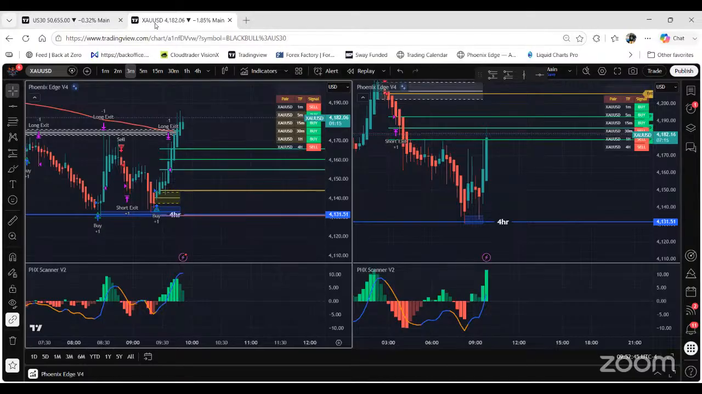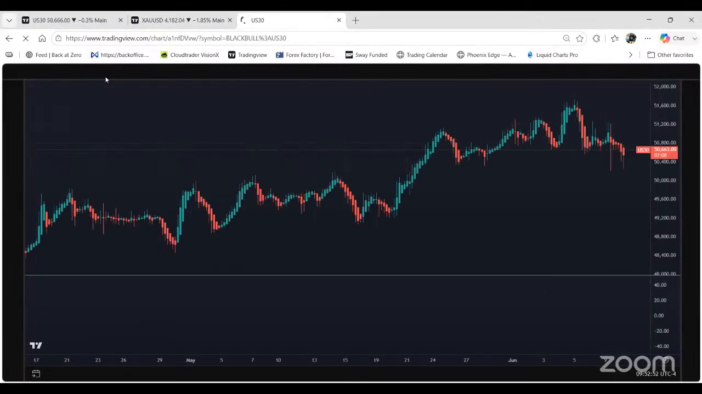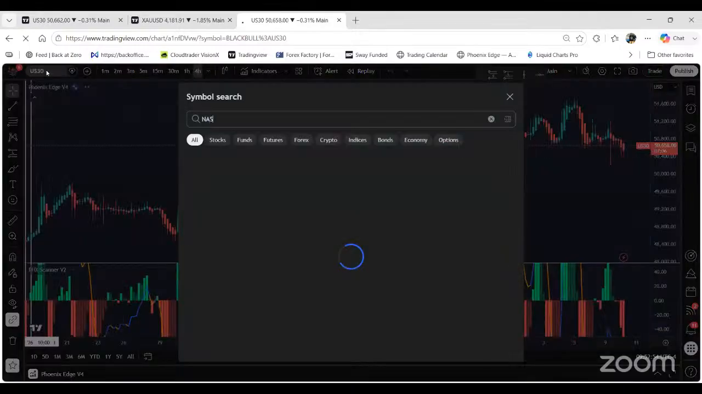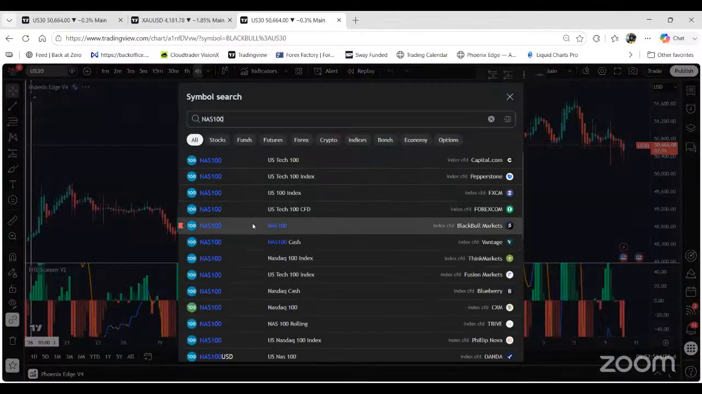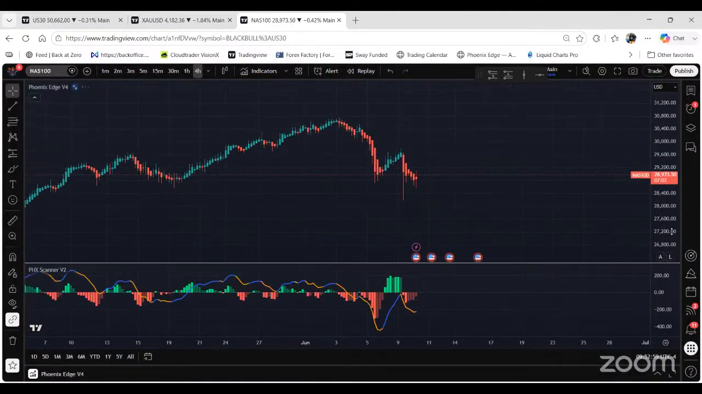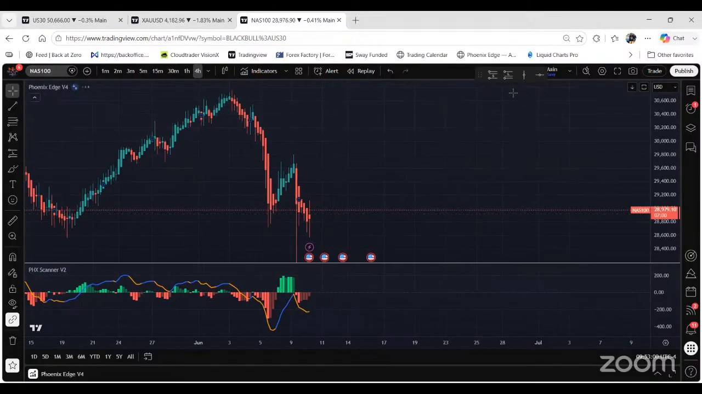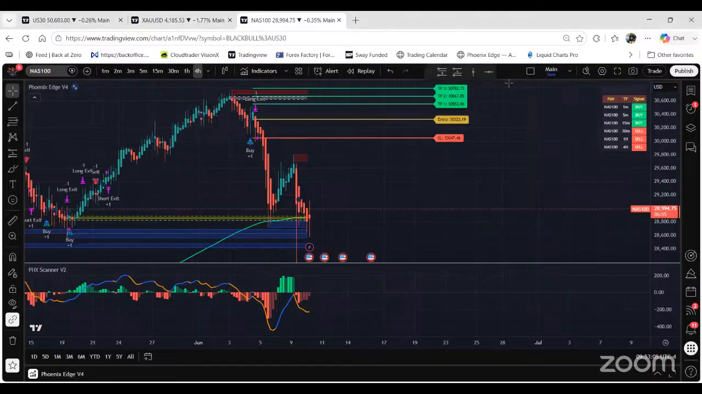I'm actually gonna move this way. Hold on. Gold looking like she's approaching that golden ratio number, 61 on the fib. And get a little droppy drop. Let's see. NAS coming off the 4 hour.